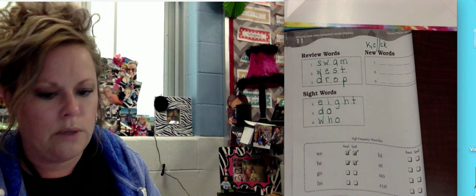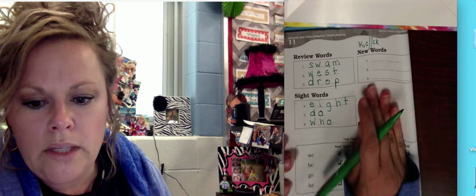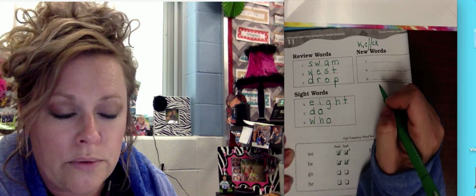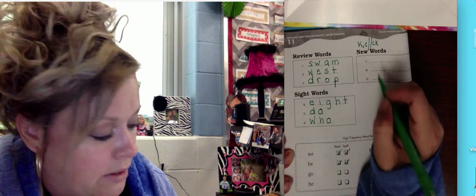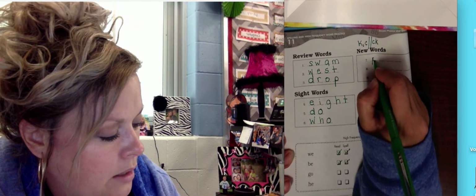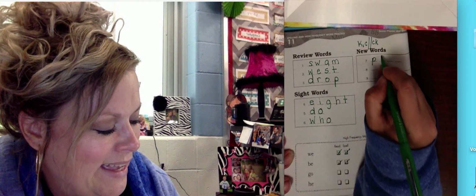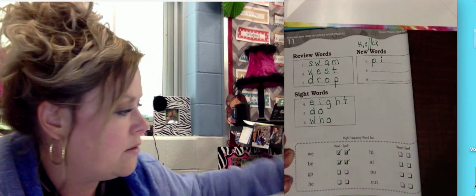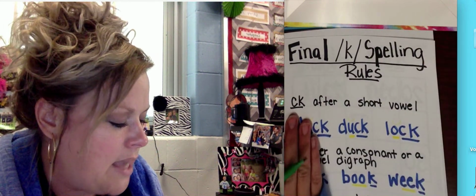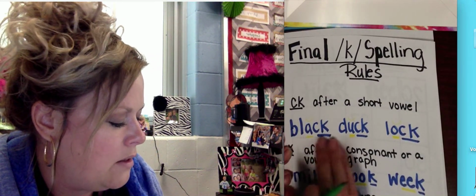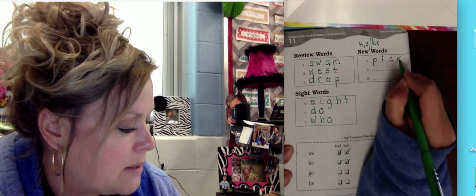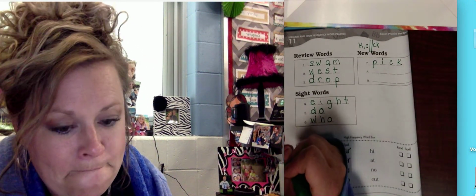Here is a new word. Pick. Pick or to choose. Pick has a short vowel in it, so P, write it, I, and since it's a short vowel, I know from this final K spelling words, we're focusing on the CK today, short vowel followed by a CK. I did tell you all the different ways, but we are going to focus on the CK today.